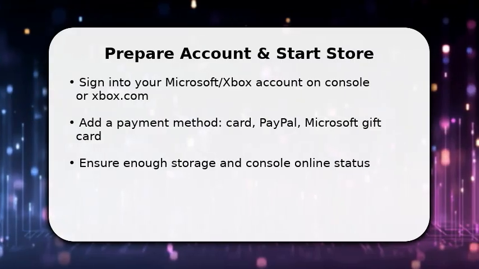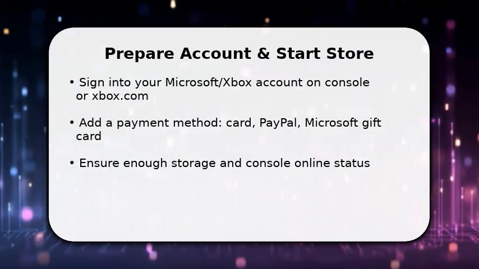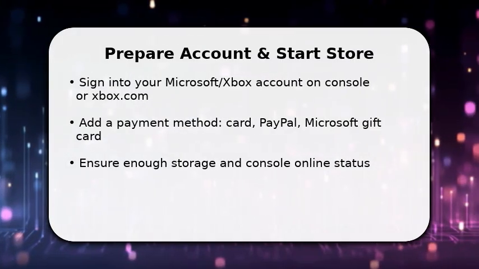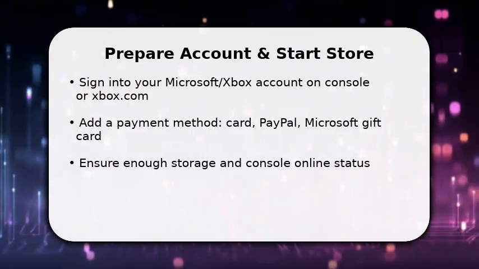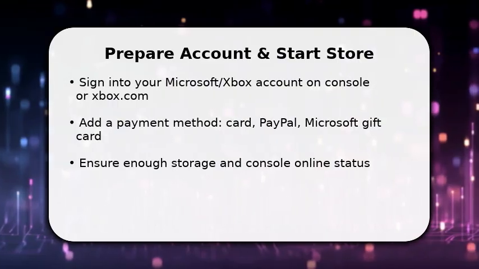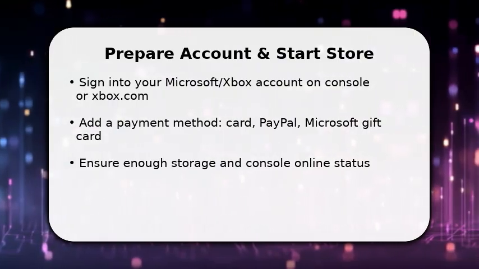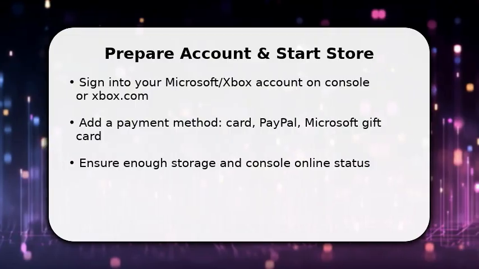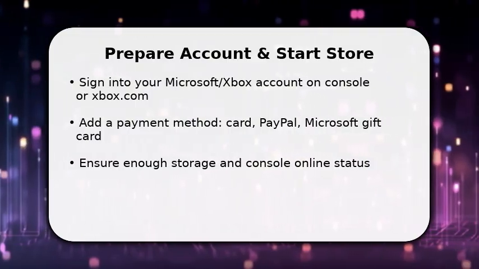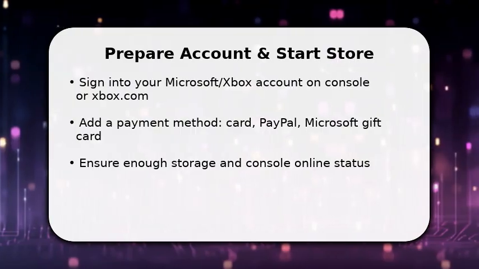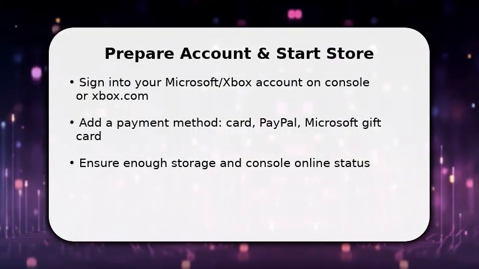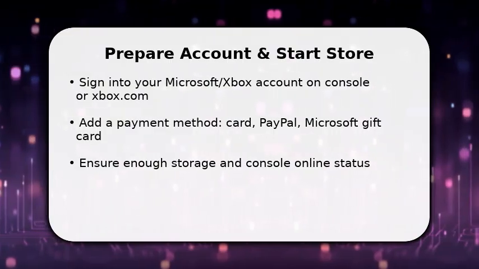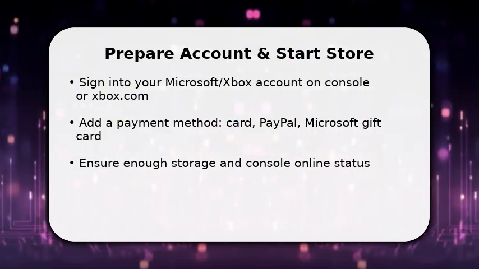You start by signing into your Microsoft or Xbox account because purchases tie to that profile. Once signed in, add a payment method or redeem a gift card so checkout is instant. This reduces interruptions. Make sure your console or PC is online and has sufficient storage space for the game you plan to buy. Then open the Microsoft Store app on your console or visit the store on a browser. This gets you to the storefront where searching and buying begins.